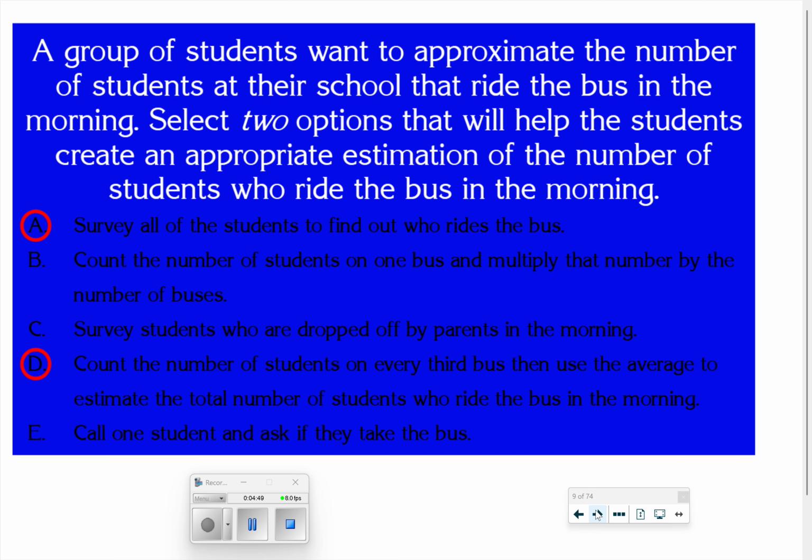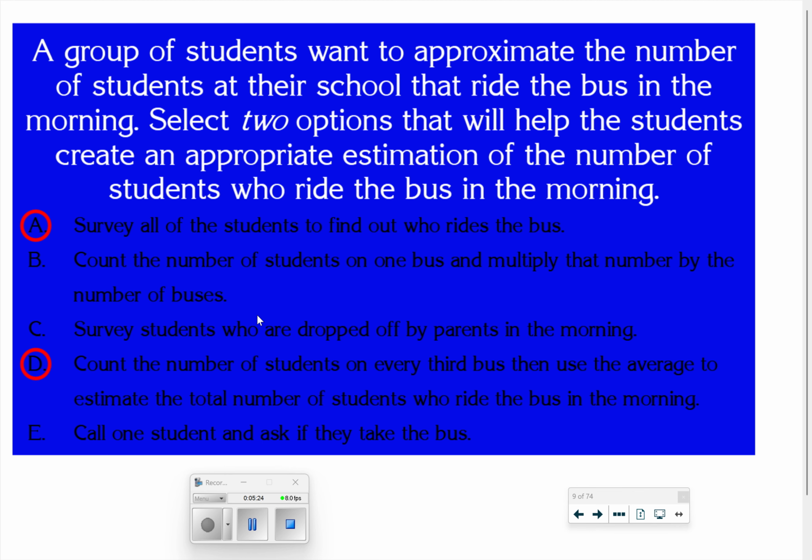Okay, we've got A and D. Okay, you'll survey all the students to find out who rides the bus. It might take a while, but definitely can figure that out from that. Count the number of students on one bus and multiply that number by the number of buses. That won't work. So let's say you got 10 buses, all of them got like 20 students, but this first bus only has like 8 students. It doesn't give you a clear picture of how many kids ride the bus.